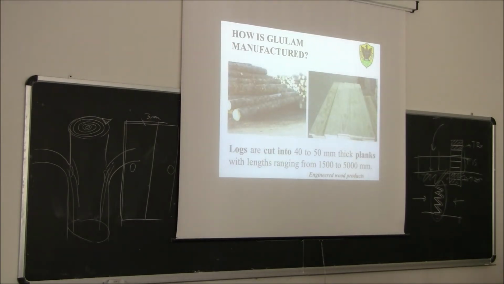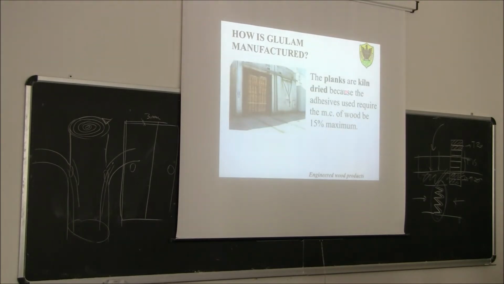You can see the same process with some photos. We start from the logs. The logs are cut in sawmills, the segherie, into 40 to 50 millimeter thick planks, with lengths in the range 1.5 to 5 meters. Then the planks are kiln dried, because the adhesive requires the moisture content of wood not to exceed 15%. So we need to dry all the planks in order to have the moisture content not higher than 15%.